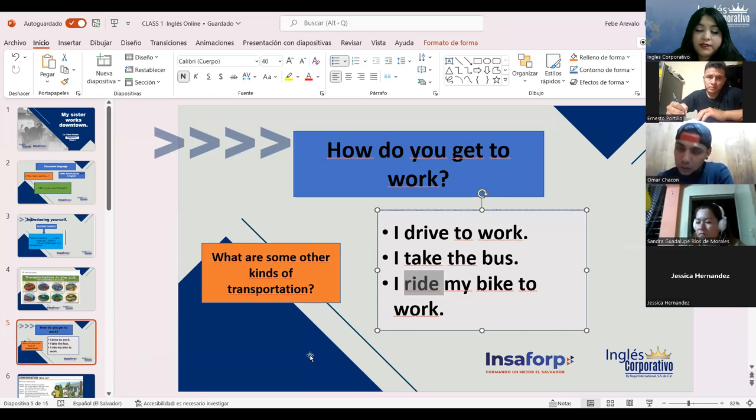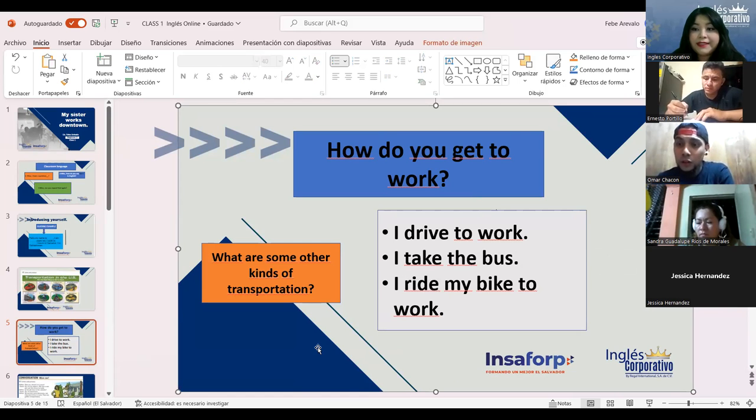Ese es el verbo que se utiliza para bicycle y para motorcycle, y también para horse, para caballo, montar, right? Entonces, usted no puede decir, I drive my bicycle, manejo mi bicicleta. No, tiene que decir, I ride my bicycle. I ride my motorcycle. I ride my horse. Si tiene caballo, usted monta caballo, right?